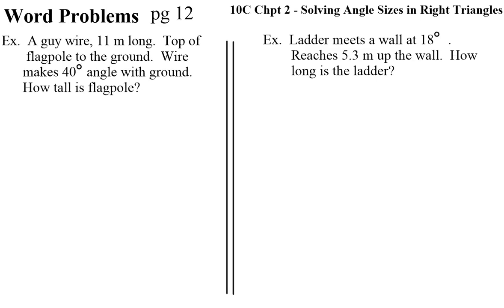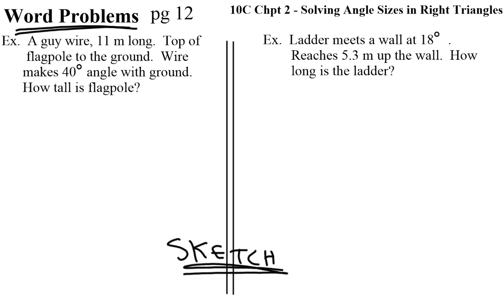So here we go. Word problems. Now, finding unknowns in a word problem. No diagrams given. Sometimes you have to do that thinking yourself. The key for all of these word problems is you need to sketch what's happening in the question. And within that sketch, you need to have a right triangle of some kind.